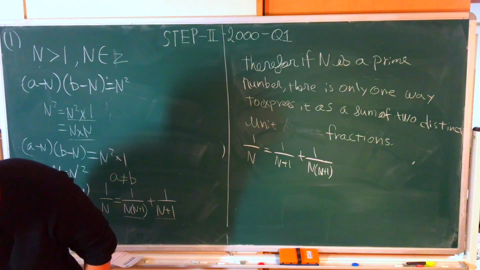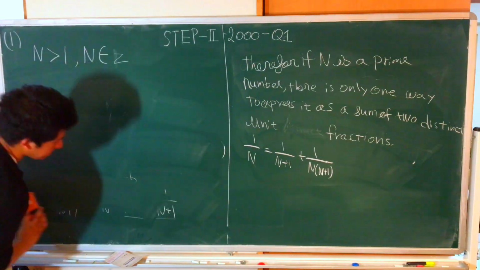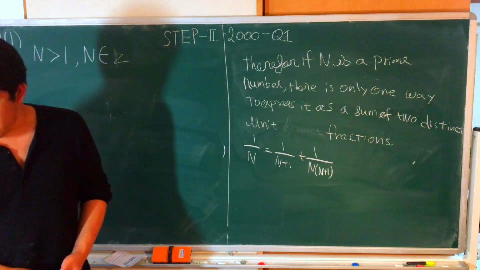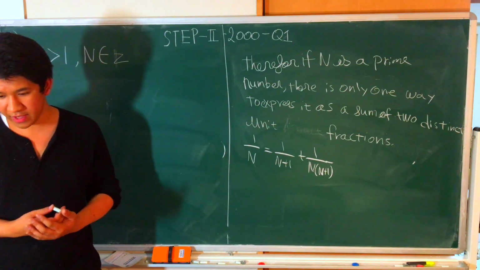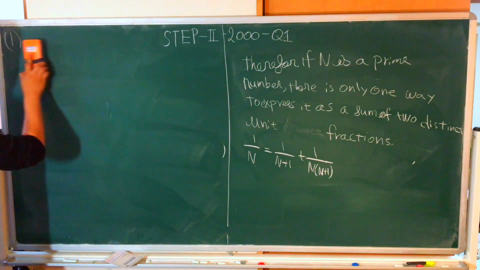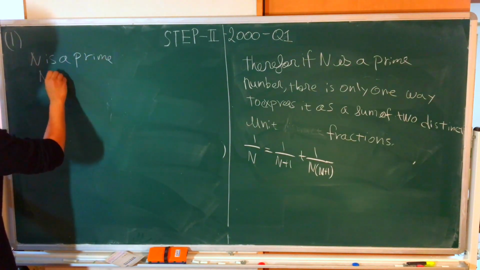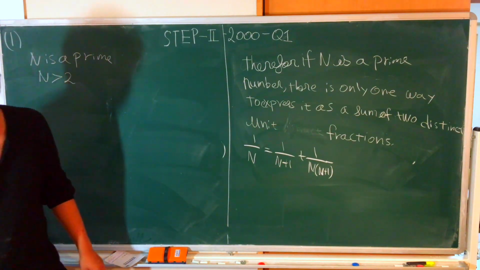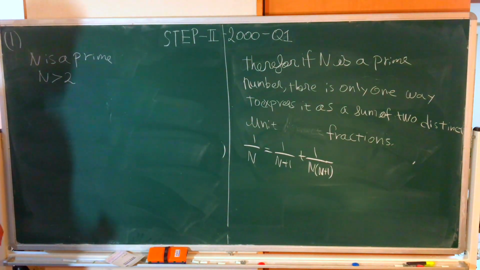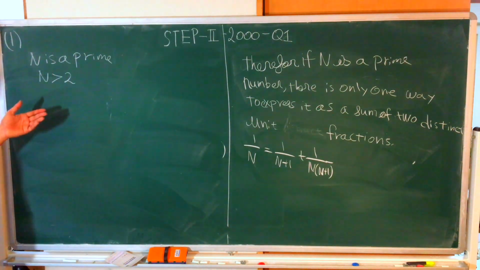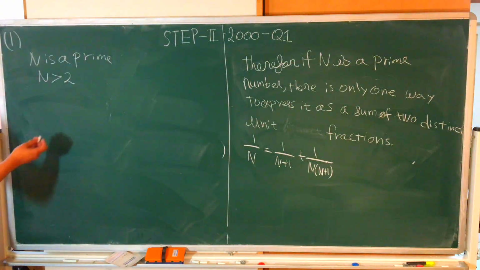Now, okay, so now let's move on to the next. Prove similarly that any fraction of the form 2 by n, where n is a prime number greater than 2, can be expressed uniquely as the sum of two distinct unit fractions. Okay, so n is a prime and n is larger than 2.